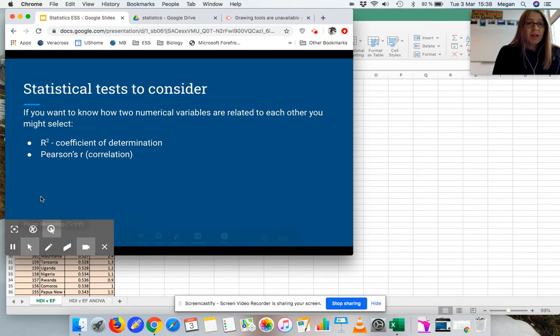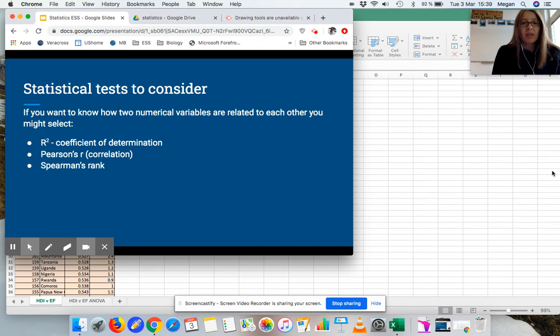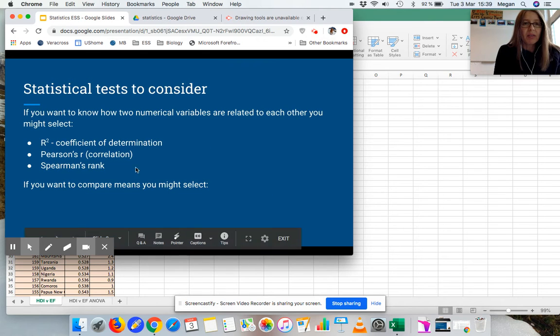The next one that we'd be looking at is Spearman's rank. Spearman's rank is similar to Pearson's R, except we're looking at data that happens to be ranked. So it isn't necessarily an absolute value, but it's like first, second, third, fourth, fifth, and so on. But today, as I said, we're going to focus on the example of the coefficient of determination, this R squared value.